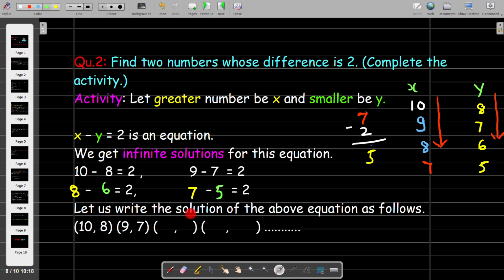Let us write the solution of the above equation as follows: 10, 8; 9, 7; 8, 6. Therefore we write here 8, 6; 7, 5. So we write here 7, 5, and so on. There are infinite number of solutions.